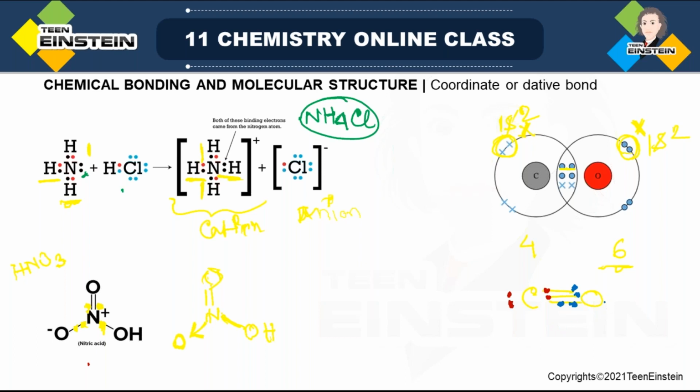And oxygen, how many electrons are left? Total 6 valence electrons. It has already used 4, so 1 pair will be remaining, like this. So you can also draw it as if these 2 are normal covalent bonds, and the third one you can draw with an arrow sign, and there are non-bonding electrons already present.